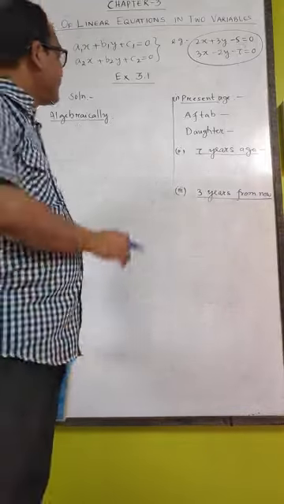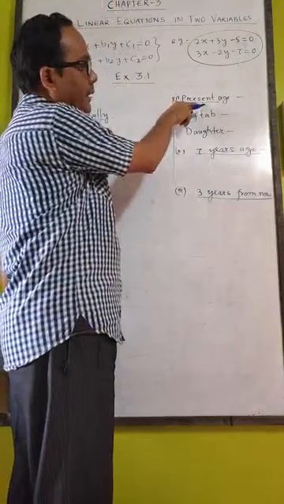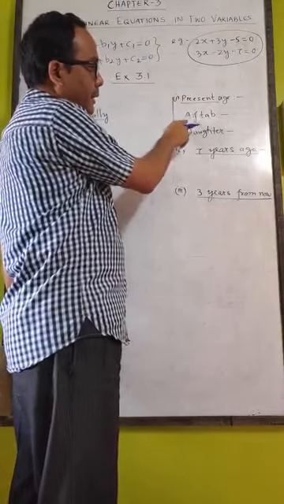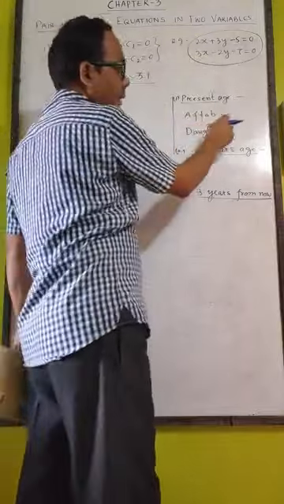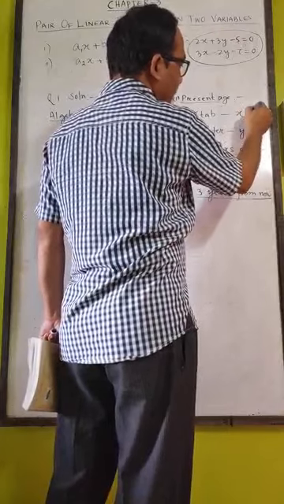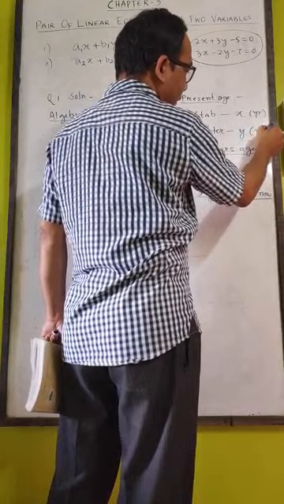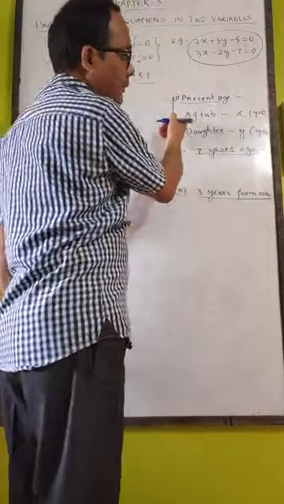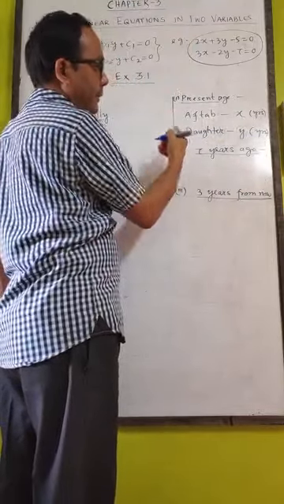Before starting the solution algebraically, first of all we have to take the present age of Aftaf and the present age of the daughter. As we are discussing linear equations in two variables, let us take this as x and this as y. Let us suppose that both are in years. x years be the present age of Aftaf and y years be the present age of the daughter.